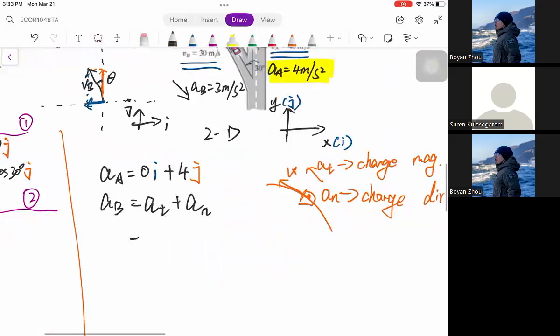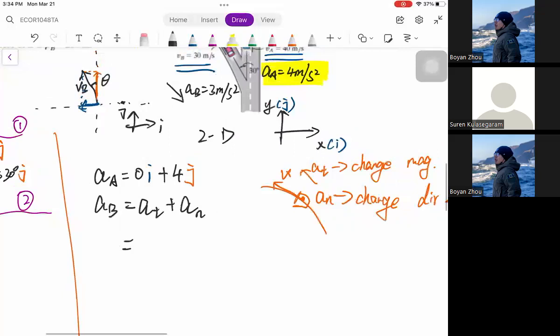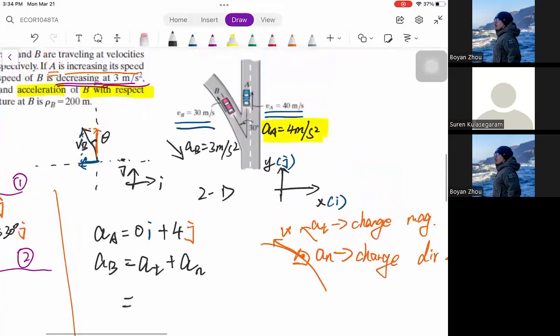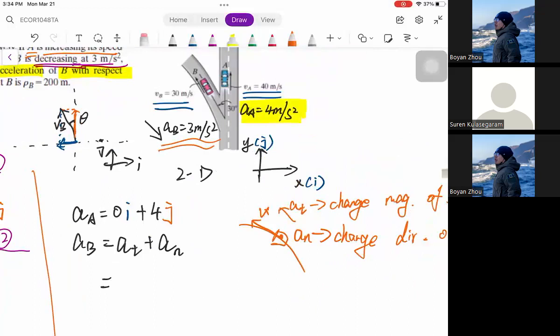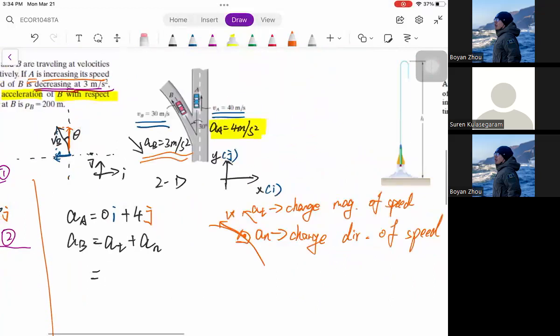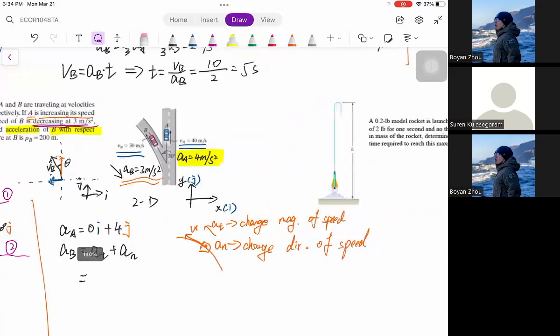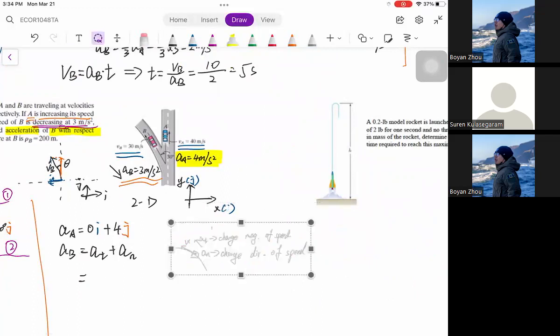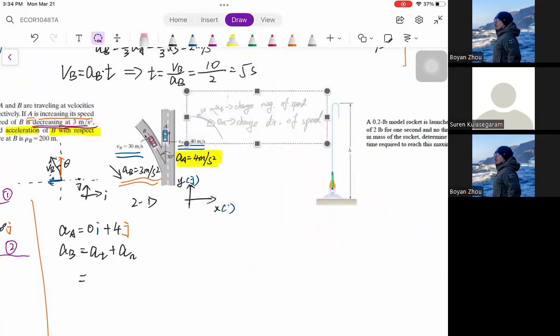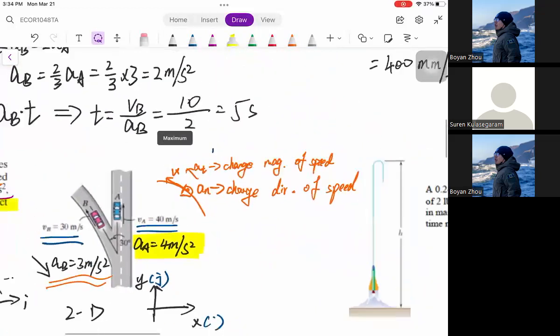Okay, so back to our question here. It has a tangential component and a normal component. And the tangential component is pretty easy. It's just written here, 3 meters per second square, pointing downwards. So, okay, I'm gonna move this one to another position, and then we're gonna draw the diagram for that.